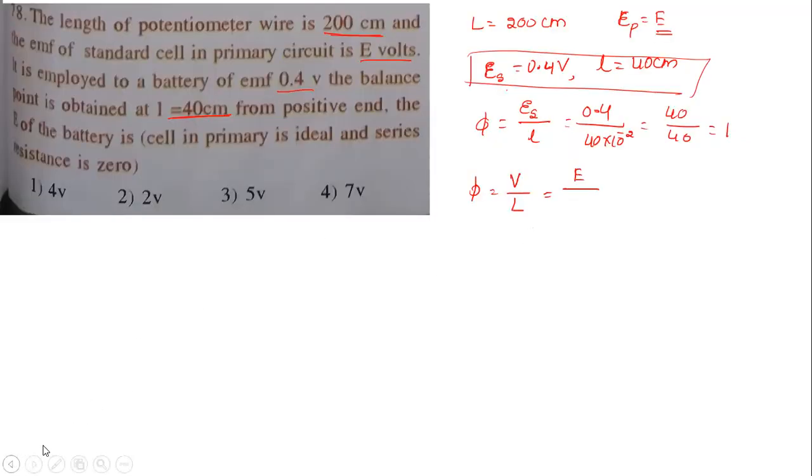200 centimeter. So it will become 2 because centimeter to meter. So we want E. E equal to 2 times of the gradient, 2 times of 1, so 2 we got. So where is an option, sir?